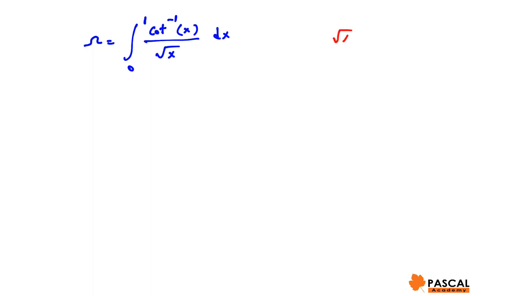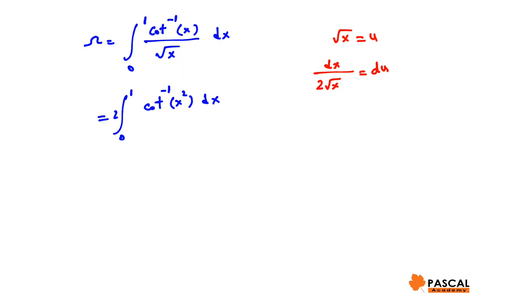If we assume root x is u, dx over 2 root x would be du. When x is 0, u is 0, and when x is 1, u is 1. Therefore, the integral can be written as the integral from 0 to 1 of cotangent inverse of u squared times 2 du. Instead of u, I just wrote x.